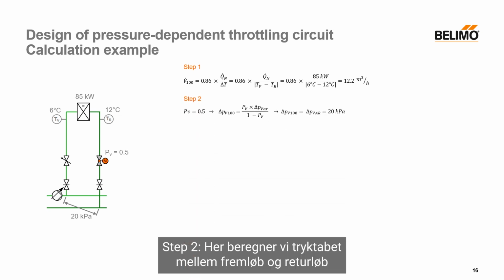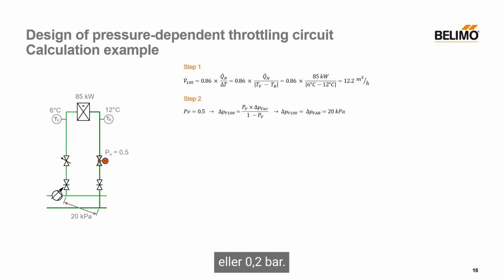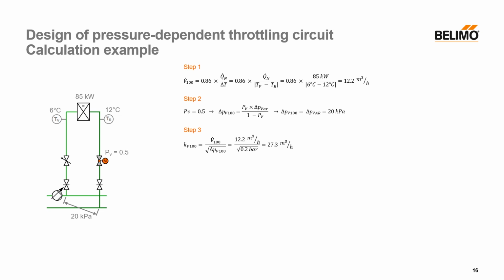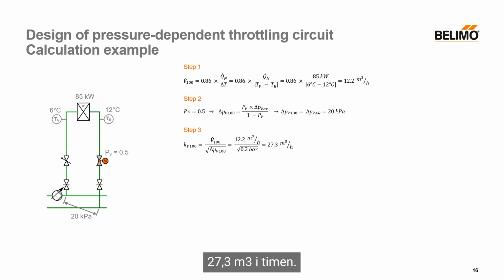In step 2, we calculate the pressure loss between supply and return at a valve authority of 0.5 and get 20 kilopascals, or 0.2 bar. In step 3, we can now calculate the kV value with the values we have just obtained. According to the formula shown, the result for the kV value is 27.3 cubic meters per hour.